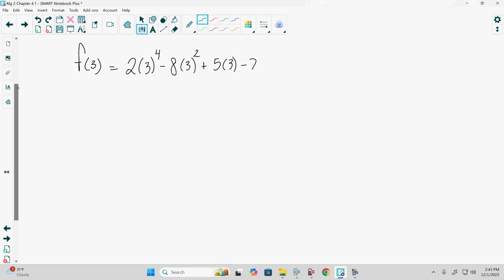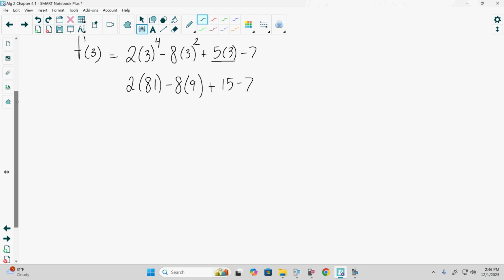And really at this point here, I'd grab that calculator and stick it in. I'd plug the whole thing into the calculator and let it do it for you, especially on the ACT. Because if we did this by hand, 3 to the fourth is going to be 81. 3 squared is 9. Now I'm going to simplify 5 times 3, which is 15 minus 7. Now we can do our multiplication. 2 times 81 is going to be 162. 8 times 9 is 72. 15 minus 7 is going to be 8.